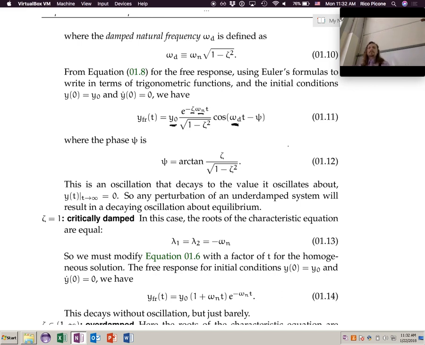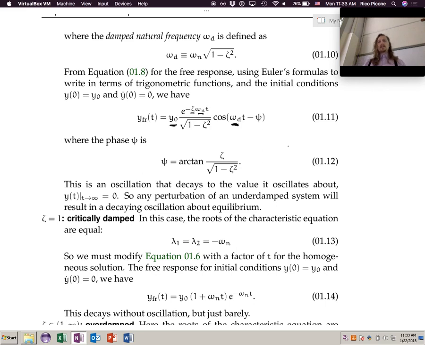Okay, so it's an oscillation that decays to the value it oscillates about. Any perturbation of an underdamped system will result in a decaying oscillation about equilibrium. You perturb it from equilibrium, and it's going to oscillate about equilibrium, but damp back down to it. Unlike the first order system, where you perturb it, and it just exponentially decays back. So that's a qualitative difference there.